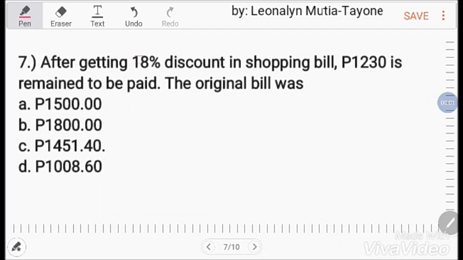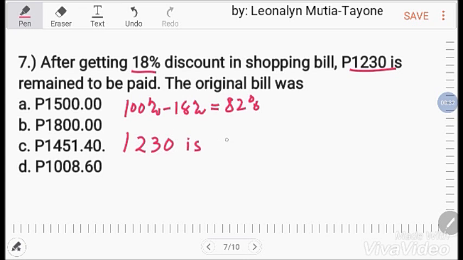Number 7, after getting 18% discount in shopping bill, 1,230 is remained to be paid. What is the original bill? Meaning, 100% minus 18%, that is 82%. So, itong si 1,230, yan yung 82%. Ganito ang i-rewrite natin. 1,230 is 82% of the original bill.